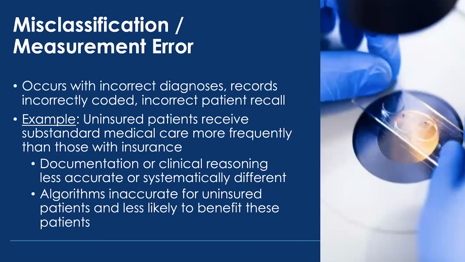Lastly, with misclassification or measurement error, this can occur with incorrect diagnoses in the EHR, records incorrectly coded, or incorrect patient recall. An example would be uninsured patients receiving substandard medical care more frequently than those with insurance. And so documentation or clinical reasoning will be less accurate or systematically different for those groups. An algorithm may be inaccurate for these uninsured patients and less likely to benefit them just based on this biased input.